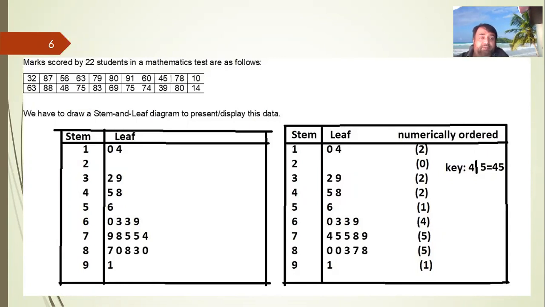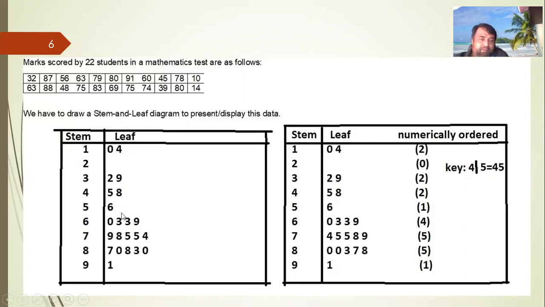So for every stem, we will put all the unit place values, like in this table. But when we pick the data like this, there might be a problem: the data in the leaf may not be in a systematic way, that is, not in ascending or descending order. The rule is that we have to keep the data in the leaf in ordered way, basically ascending order. That means we have to rearrange them. So in the next table, numerically ordered, we ordered every value in ascending way.